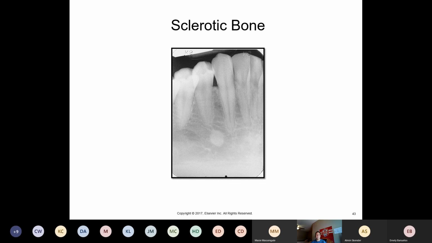If you look at this image, you can see right under the premolar that white circle, that radiopaque circle, and it's just sclerotic bone. Nothing to be concerned about. There's no treatment necessary, and again, the patient isn't even aware they have it.